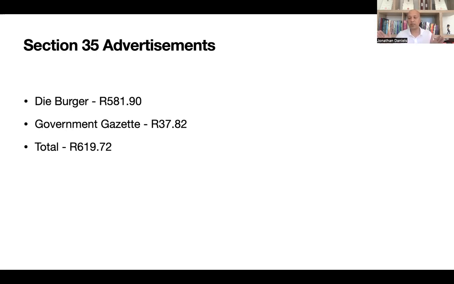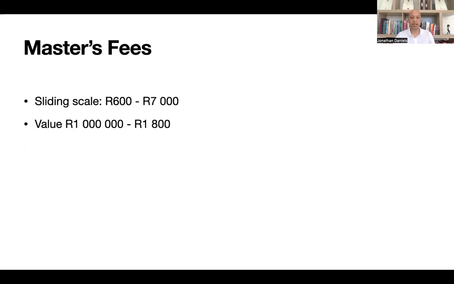The next component is the Section 35 advertisements. Somewhere in the process of winding up the estate, you'll have an L&D account that will be approved by the master, and then you'll have to advertise that as well. That's the Section 35 advertisements. Again, the Section 35 advertisements also have to be in a local newspaper and in the government gazette. So we're looking at the same cost as before, 619.72.